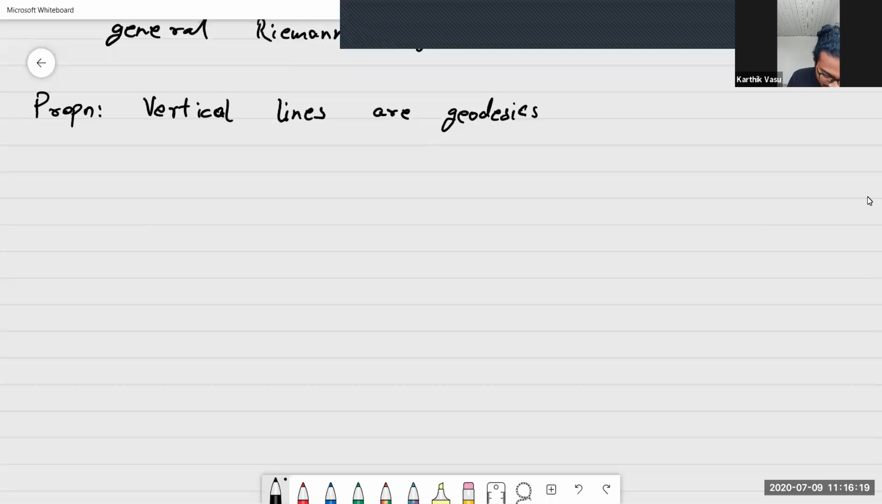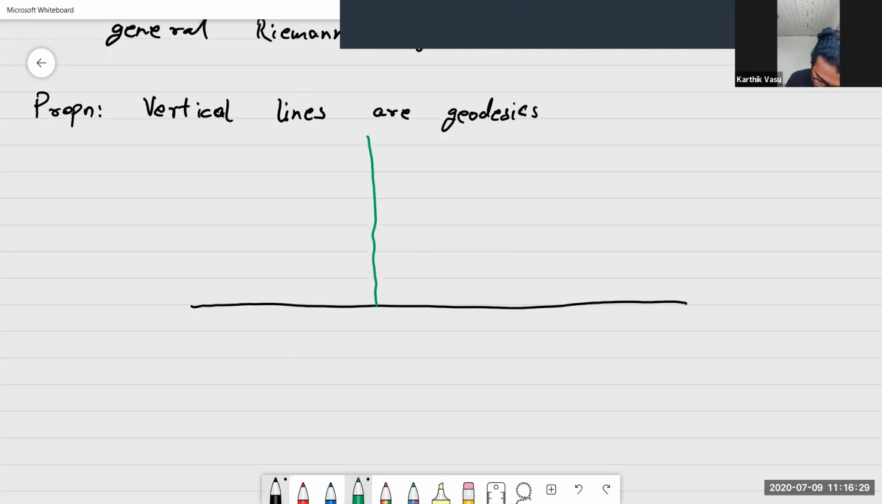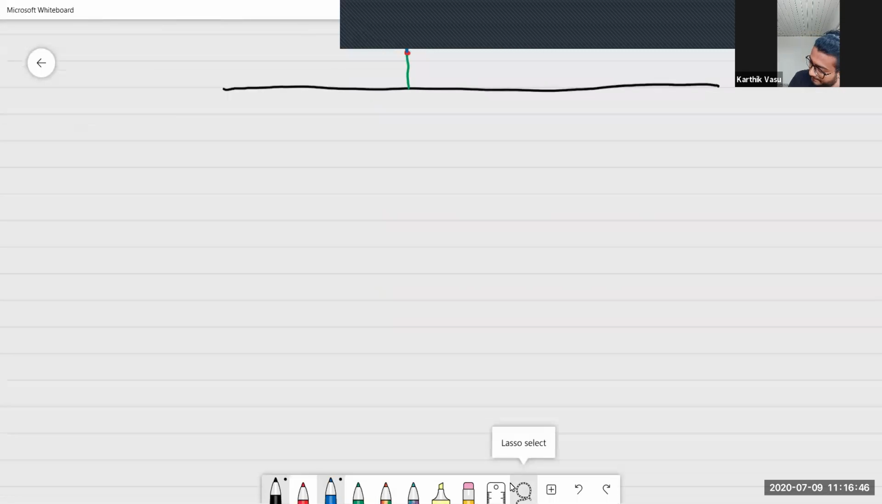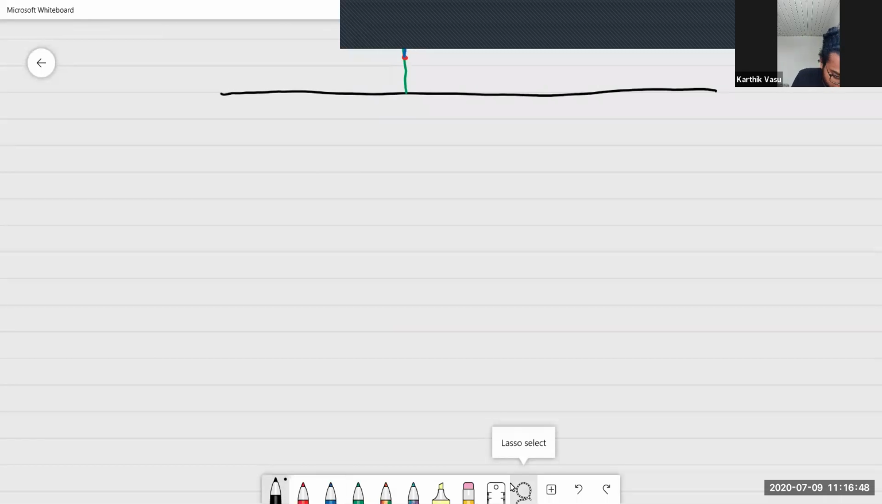That is, any lines like this. If you take 2 points on these lines, any 2 points, the distance between these 2 points is minimized by this path. So that is what I mean by geodesic. Proof.